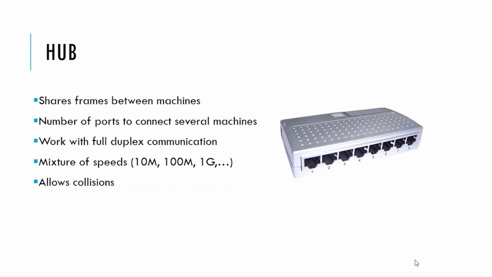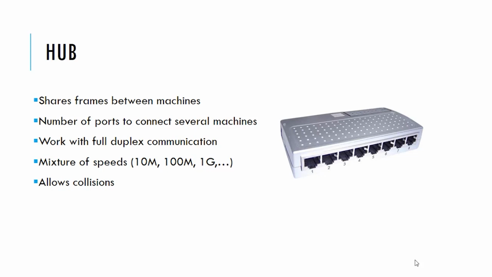The hub. The hub shares the frames between machines. A frame of data that is sent by machine A to machine B is shared among machines C, D, and E and all the other machines inside the hub to reach its destination from A to B. This means that the hub is a very good chance for sniffing.